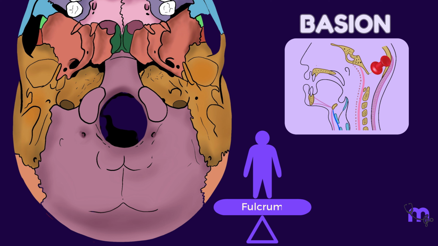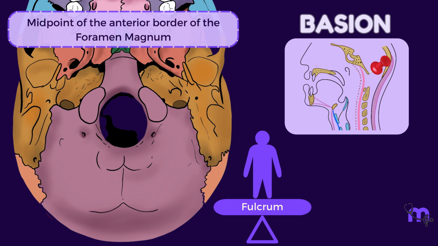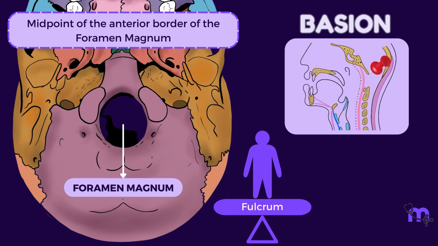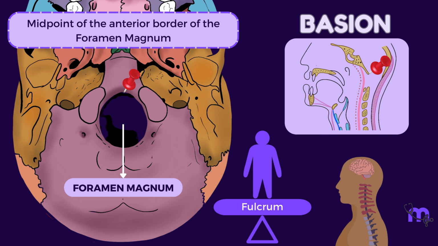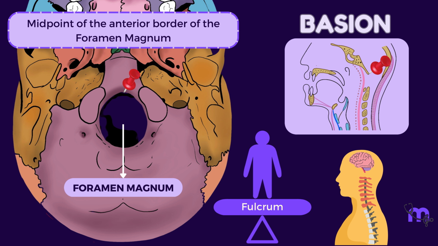Basion is like the fulcrum on a seesaw, a key reference point located at the front of the foramen magnum, the midpoint of its anterior border. It is where the base of the skull meets the cervical spine. It's like the central anchor that helps balance the skull on top of the spinal column.